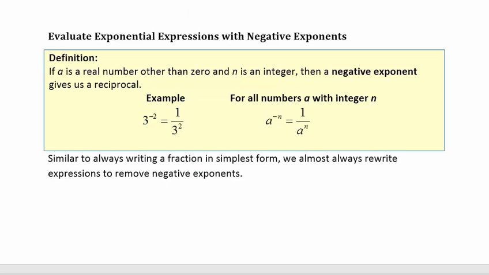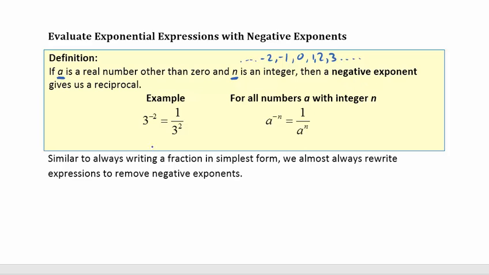So now we're going to go ahead and evaluate exponential expressions with a negative exponent. So let's take a look at the definition of what a negative exponent looks like. If A is a real number, and that just means any real number that we can come up with, other than 0, and n is an integer. And remember, our integers go by increments of 1, both in the positive direction and the negative direction. So n is going to be our power here, and that has to be some sort of an integer. Then the negative exponent gives us a reciprocal.